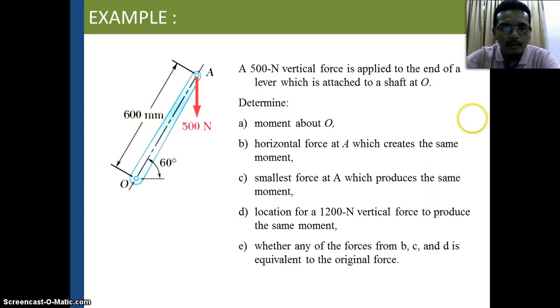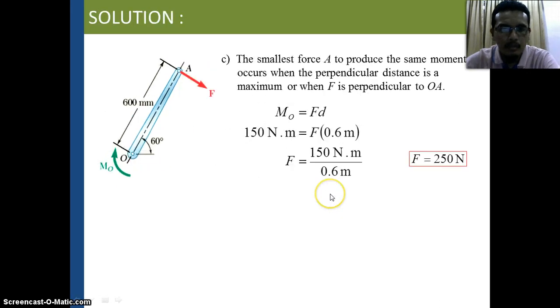Okay, question part C. Part C, smallest force at A which produces the same moment. So how do you find the smallest force? You must remember, the smallest force at A for the same moment occurs when the perpendicular distance to O is a maximum, when F is perpendicular to the distance to O. So we have 600 instead of vertical just now. We need to find the perpendicular. The force must be perpendicular to the distance OA. So we have OA here, and we just find the magnitude of the force perpendicular to this OA.